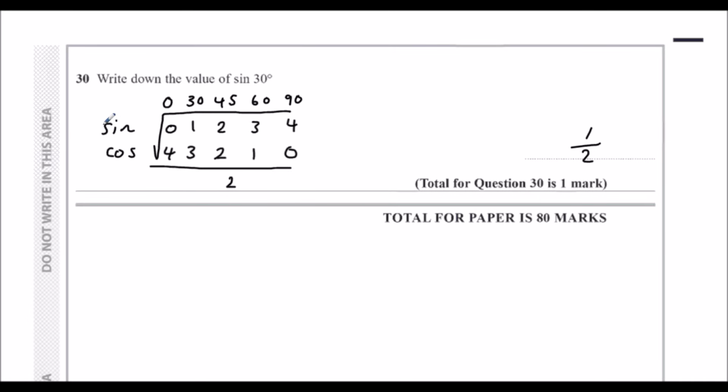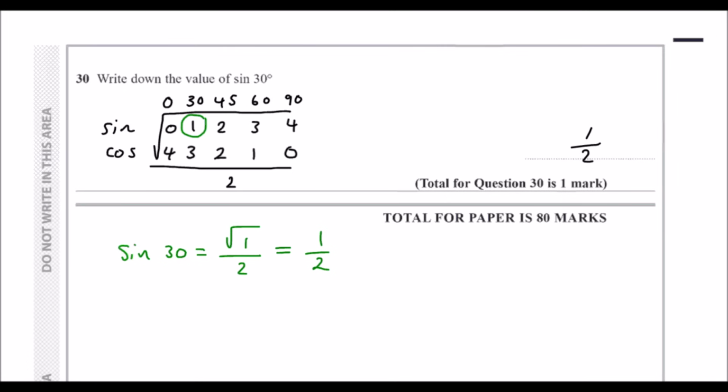And if we wanted to know sine 30, it's where sine meets 30. So it's a big square root sign. So sine 30 is square root 1 over 2. The square root of 1 is 1. So that's 1/2.